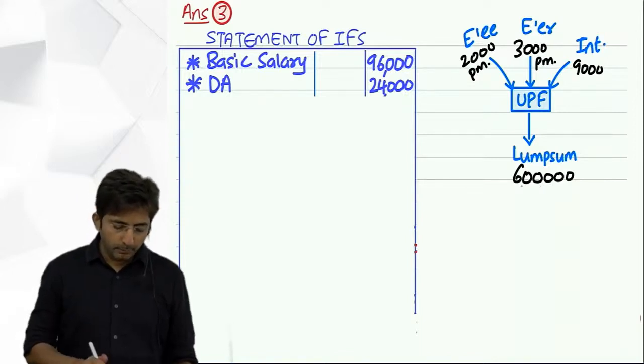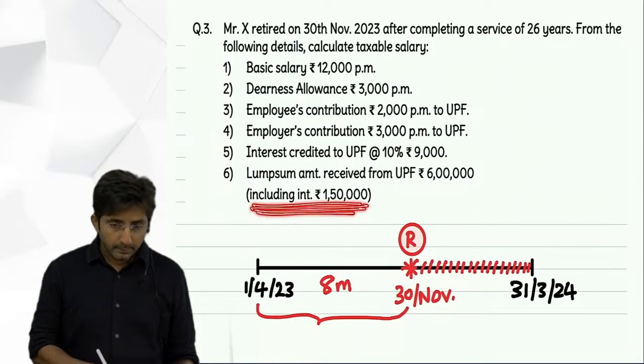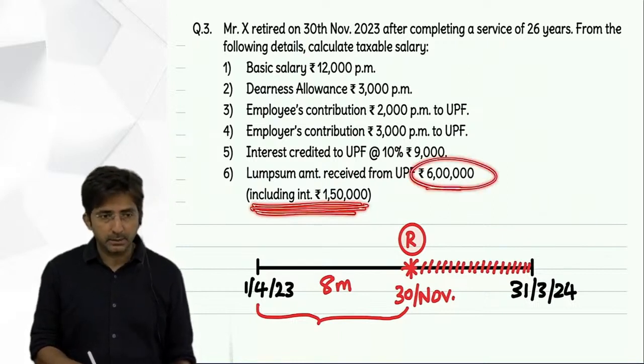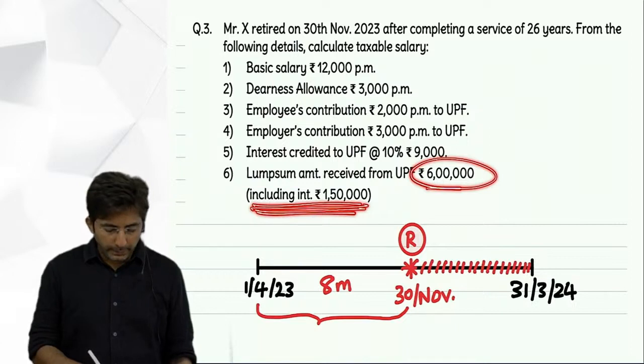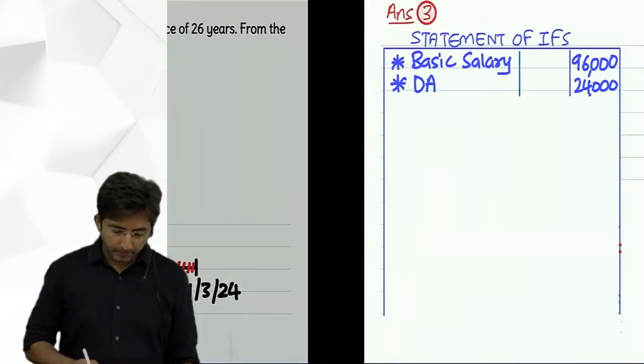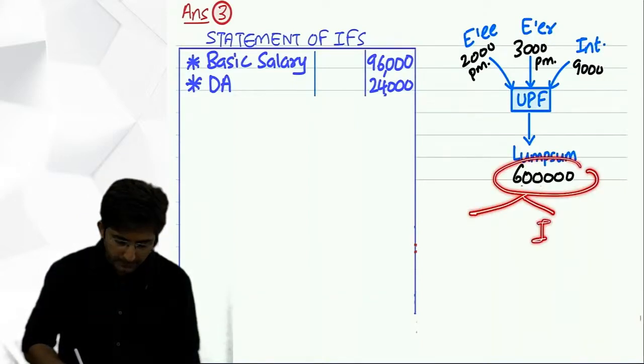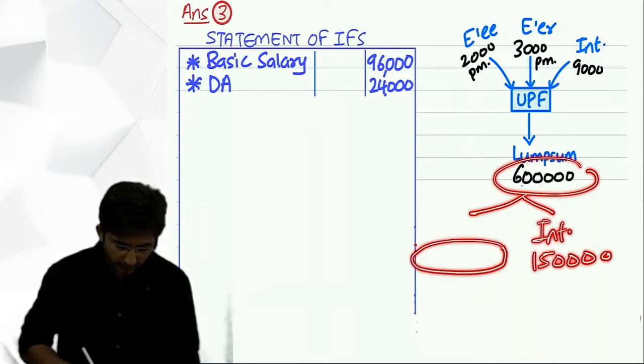See, what was the most important information for us? Look at this. Lump sum amount of 6 lakhs has got how much interest? Did you read this or not? 1,50,000 is interest. So see, your first bifurcation will be like this. Interest is 1,50,000. So what is the balance? 4,50,000. This I will name as contribution.